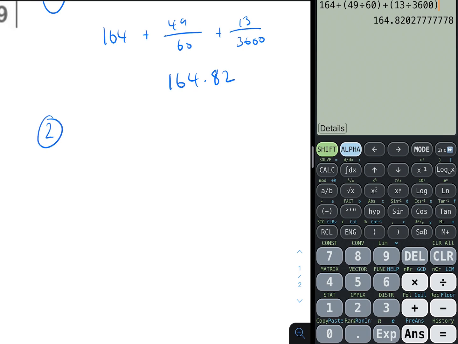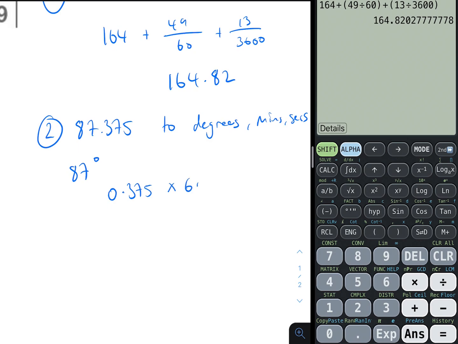Okay. Convert the angle 87.375 to degrees, minutes, and seconds. That's just the reverse, right? Let's go here, number 2. We want to convert 87.375 to degrees, minutes, and seconds. We take 87, that obviously just becomes the degrees. Then we take 0.375 and times that by 60.